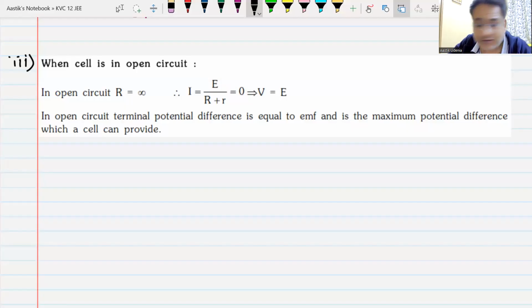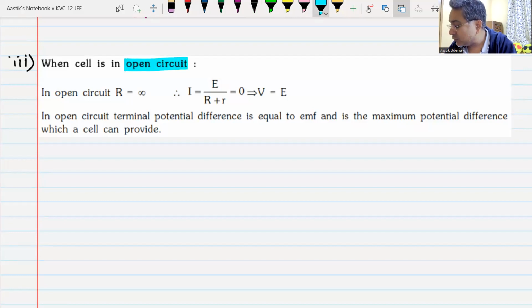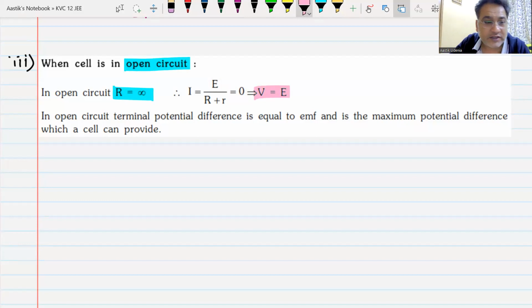Okay, let's move ahead with the third case. And the third case is a very simple case. It's an open circuit. Open circuit means the outside resistance is infinite. There cannot be any current. If there is no current, the battery voltage, terminal voltage and EMF would be same. I have already given it to you. Yes or no?